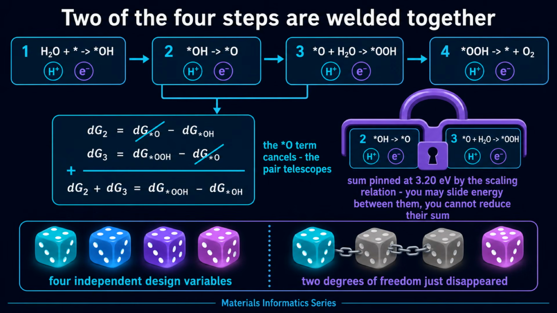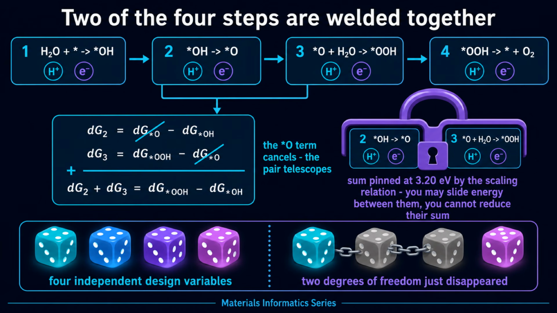Here is why the relation is bad news. Chapter 2's 4-step energies looked like 4 independent design variables. They are not. The second step is the adsorbed oxygen energy minus the OH energy. The third step is the OOH energy minus the adsorbed oxygen energy. Add them, and the adsorbed oxygen term cancels. Their sum telescopes to exactly the quantity the scaling relation pins down.